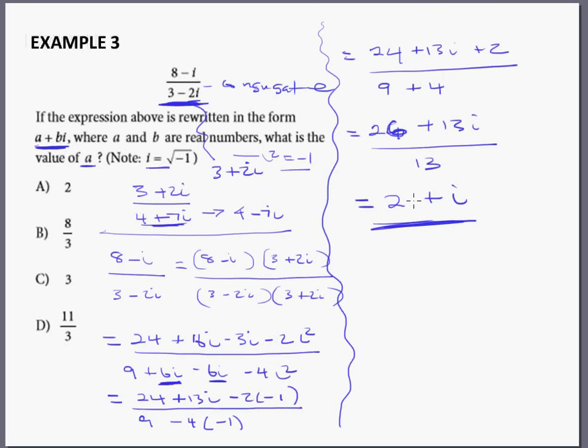Now, this is supposed to be equivalent to a plus bi. That means our a is equal to 2 and our b is equal to 1. Right? So in terms of trying to find the value of a, obviously our a is equal to 2. That is how you use a conjugate to resolve these expressions. You also see this when you're dealing with radicals, and it works pretty well.